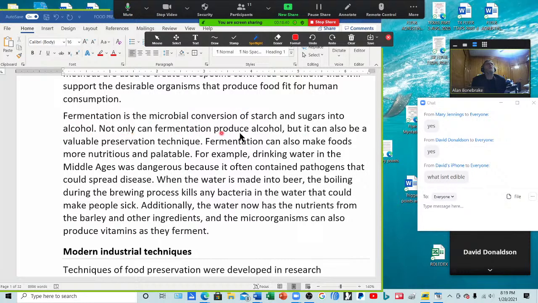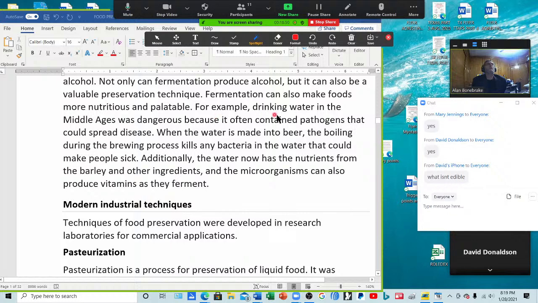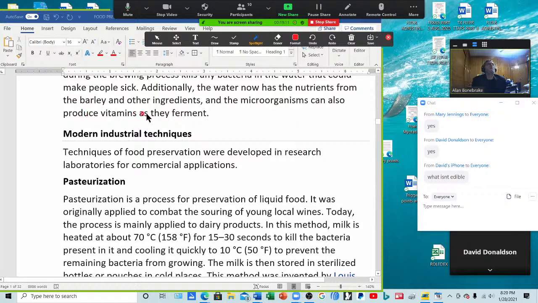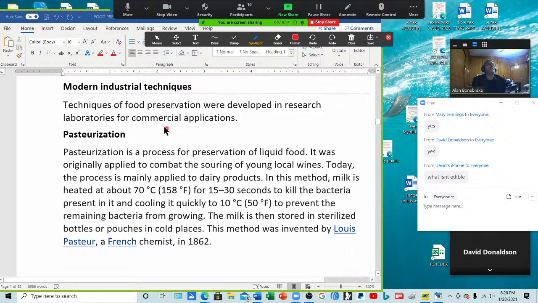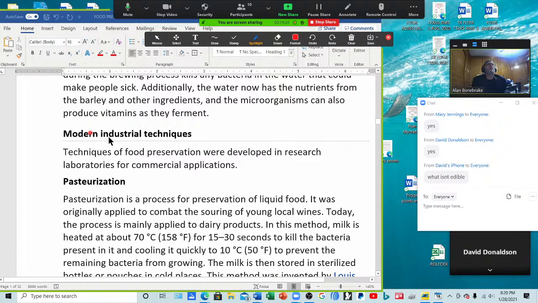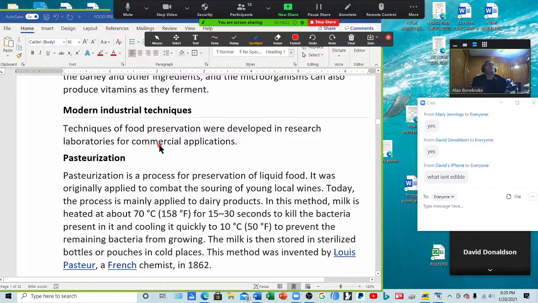Not only can fermentation produce alcohol, it can also be a valuable preservation technique. Fermentation can also make foods more nutritious and palatable. For example, drinking water in the Middle Ages was dangerous because it often contained pathogens that could spread disease. When the water is made into beer, the boiling during the brewing process kills many bacteria in the water that could make people sick. Additionally, the water now has the nutrients from the barley and other ingredients. Microorganisms can also produce vitamins as they ferment. See, we knew there was something good about the beer. It makes vitamins. There you go.